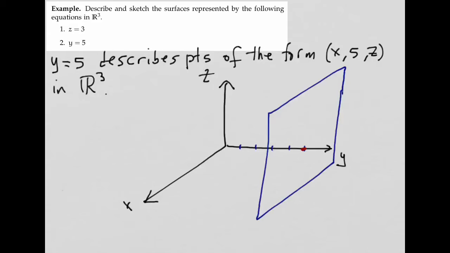This plane contains the red point (0, 5, 0) and is perpendicular to the y-axis. So this plane has equation y equals 5. Any point you pick in this plane will necessarily have y coordinate 5.